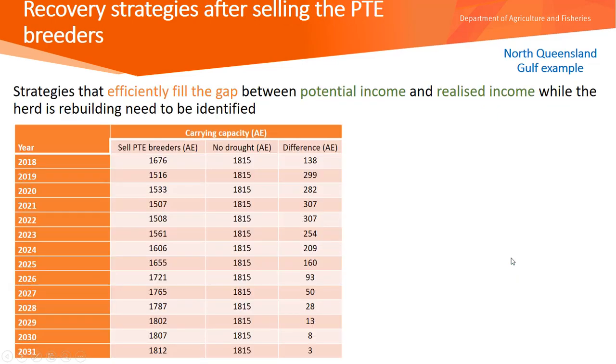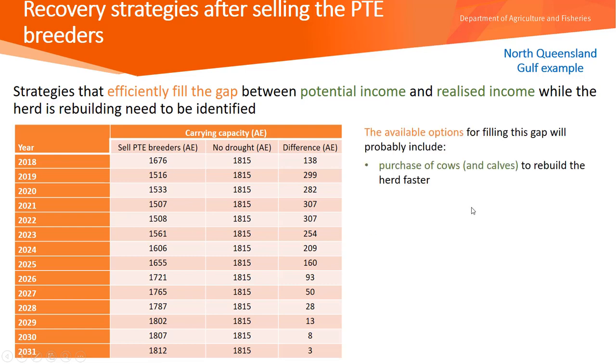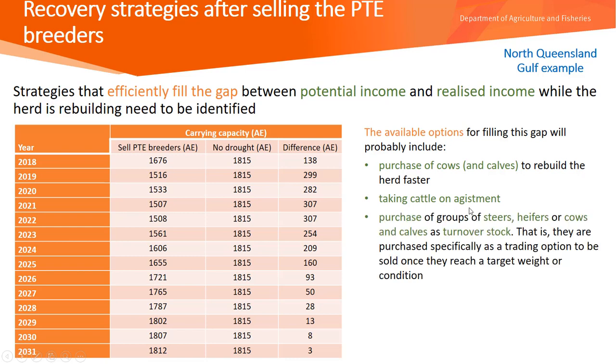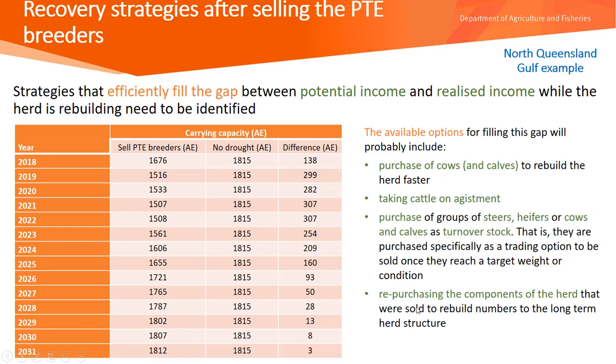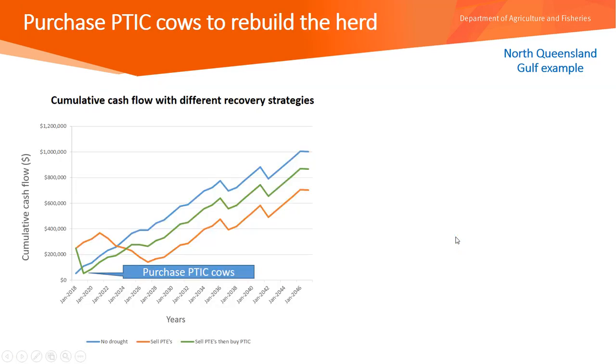Now, the strategies that we nominated to efficiently fill that gap. So here's our gap in grazing capacity, our grazing pressure applied. We can fill that gap to get up to our normal numbers, basically from 2019 on. There's 300 or so adult equivalents now. So we identified that those strategies could include the purchase of cows and calves to rebuild the herd, taking cattle on agistment, turnover stock, repurchasing the components that you sold, depending on what you sold, or a combination of the above. So that's what we identified. Let's now start to look at those strategies.